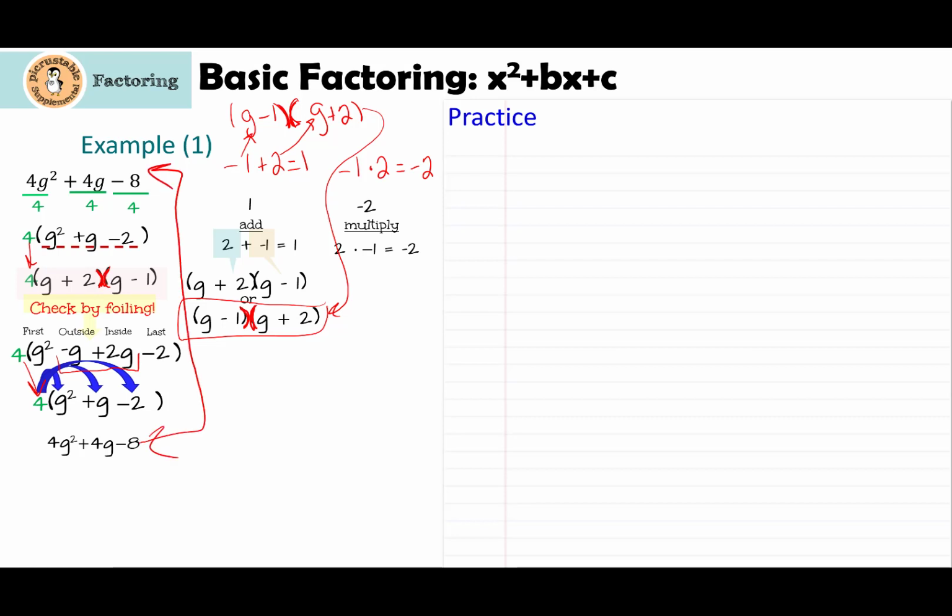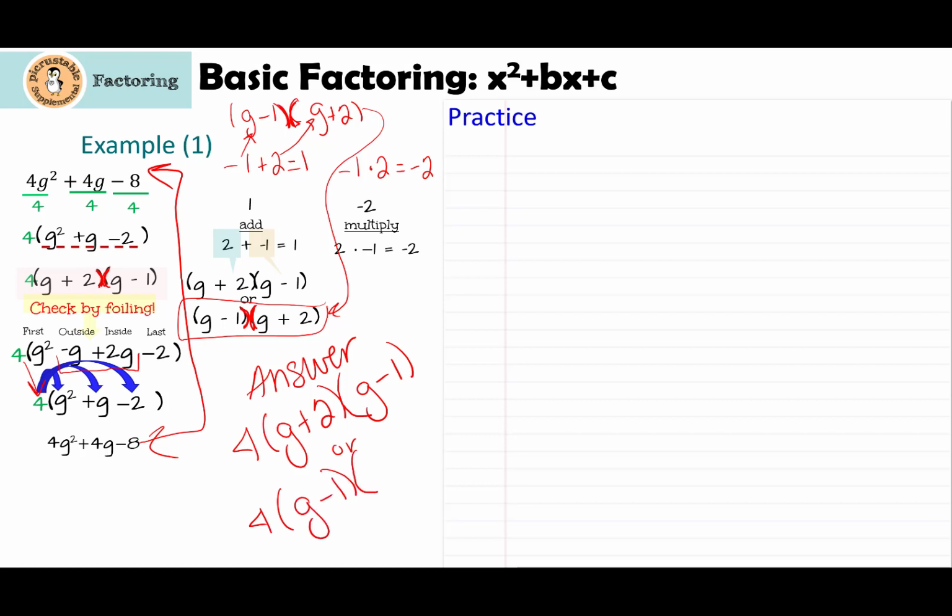Wow, we did it. So guess what? My answer, when we factor it, is 4 times g plus 2, make my parentheses hook, okay, and then g minus 1. Or we could have 4 times g minus 1, make sure my parentheses hook, okay, and then g plus 2. Yay! How cool is that? And of course, 4g squared plus 4g minus 8 looks just like the original. Ugh, doesn't it just make you so happy?